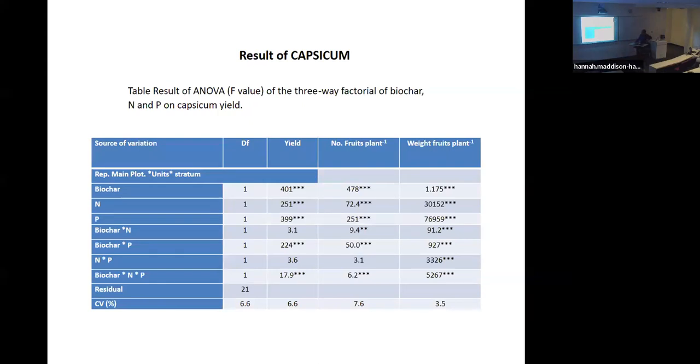The result of this study indicated that the main factors such as biochars, nitrogen, and phosphorus significantly affected yield, number of fruit per plant, and weight of fruit per plant of capsicum. At the same time, all interactions were also significant, except biochars fortified with N. That one is not significant for yield.